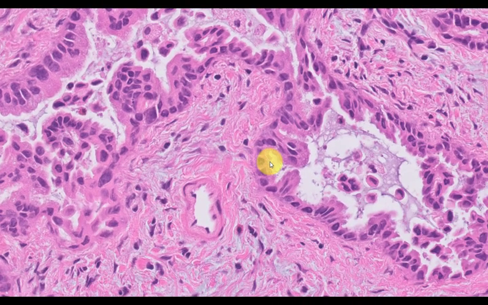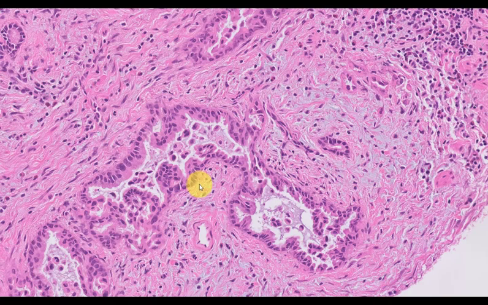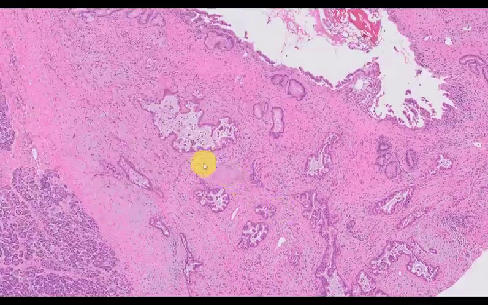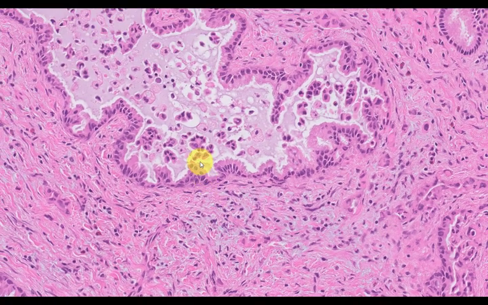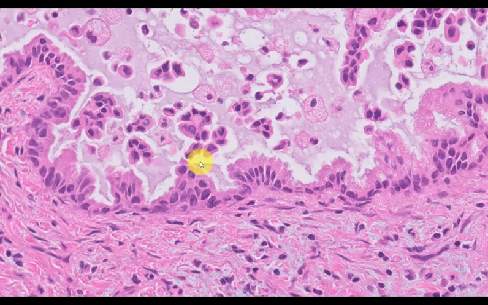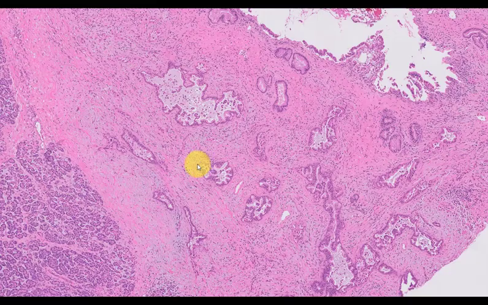In fact, the cells look rather bland and monotonous. In retrospect, of course, everything looks like cancer, but I must say the monotony here is not helping me. It is the architecture that is very suggestive of cancer. And in fact, this architecture wasn't quite there on the frozen section. So let's take another quick look at the frozen section slide.